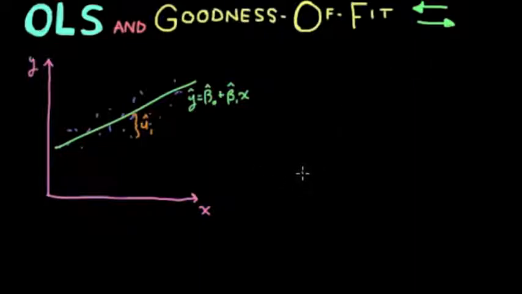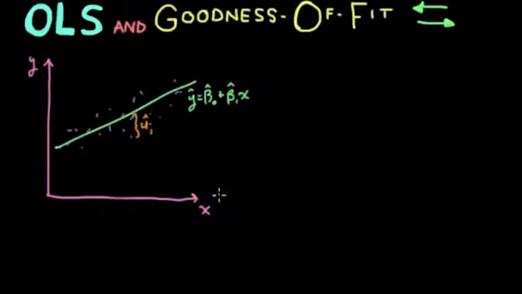In this lecture, we're going to talk about OLS, or ordinary least squares method, as well as the goodness of fit measure r squared. So over here, I have a diagram that I've already drawn out, and we're just going to review some things to make them concrete.